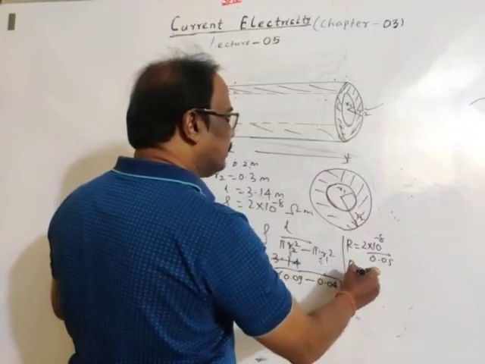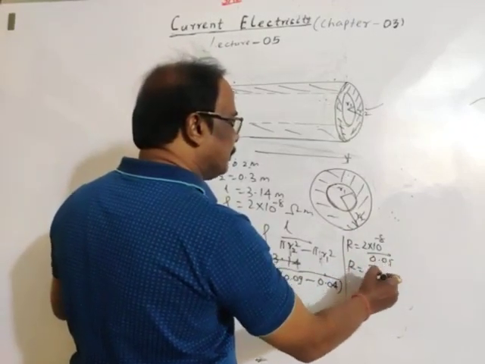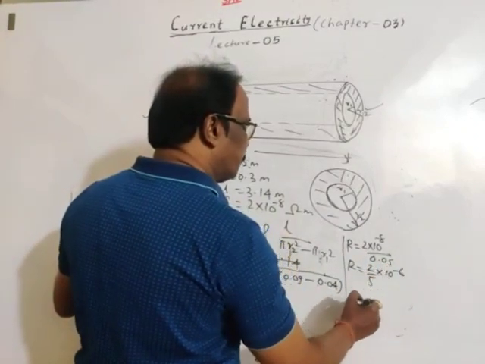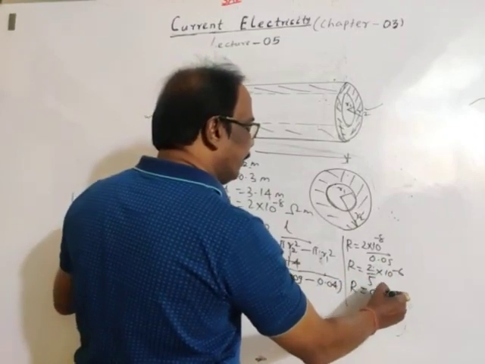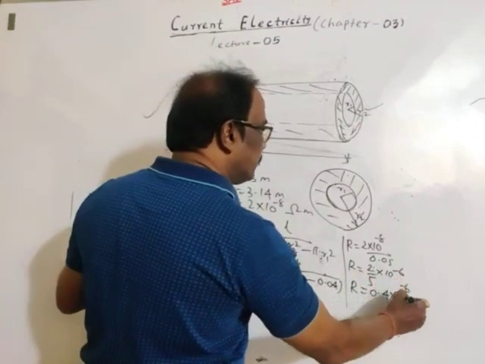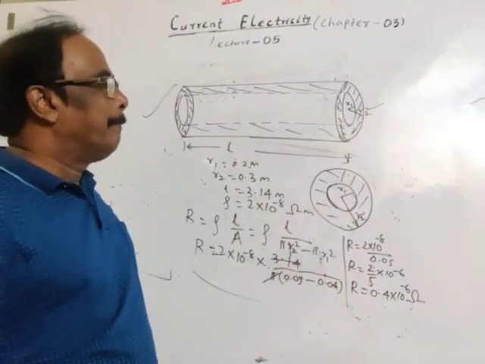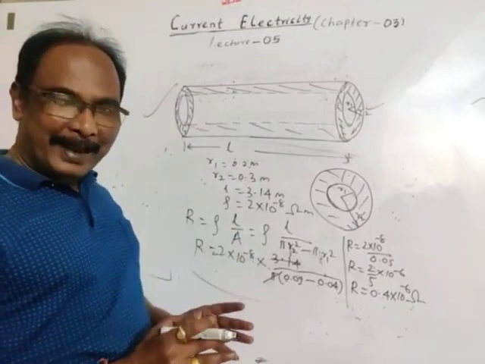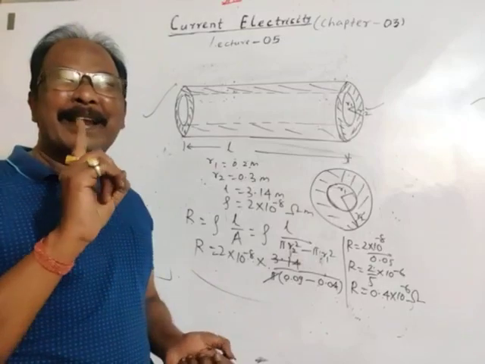Then resistance is 2 by 5 into 10 to the power minus 6, since 5 by 100 means 10 to the power minus 2 in the denominator. By solving, 2 by 5 is 0.4 into 10 to the power minus 6. This is your answer. Was it easier? Okay. Fine.